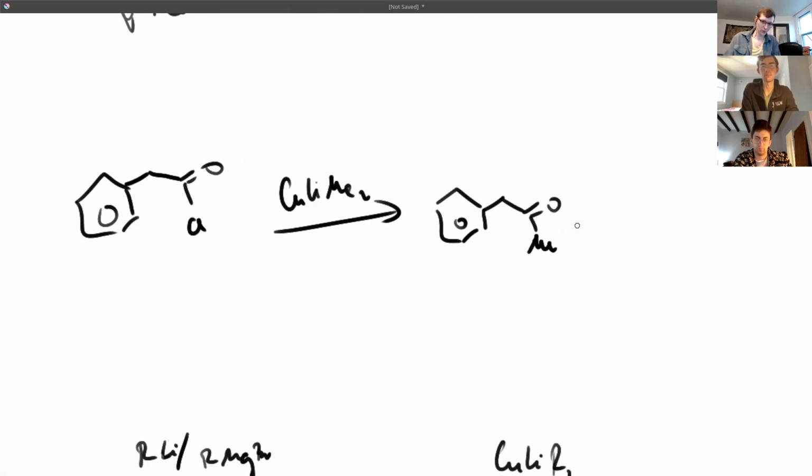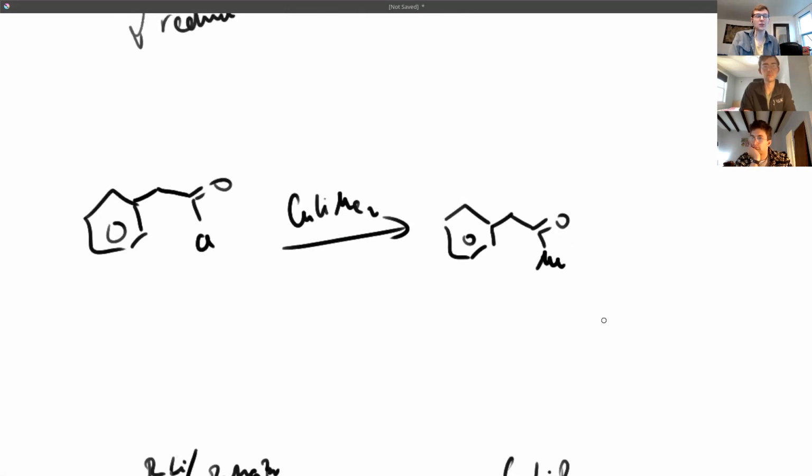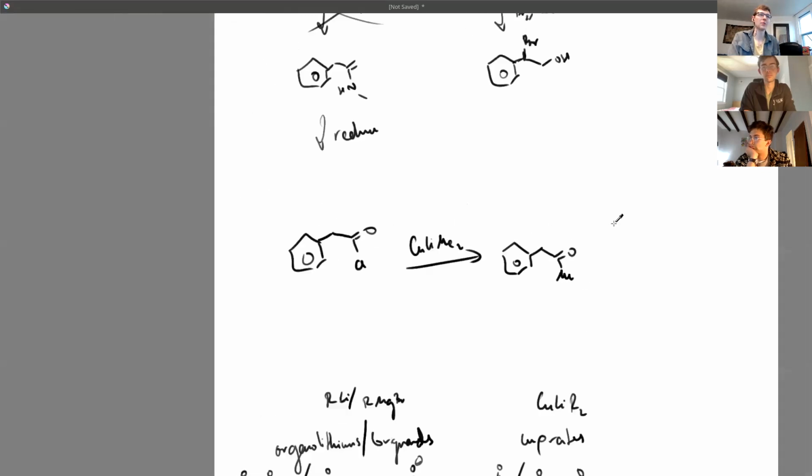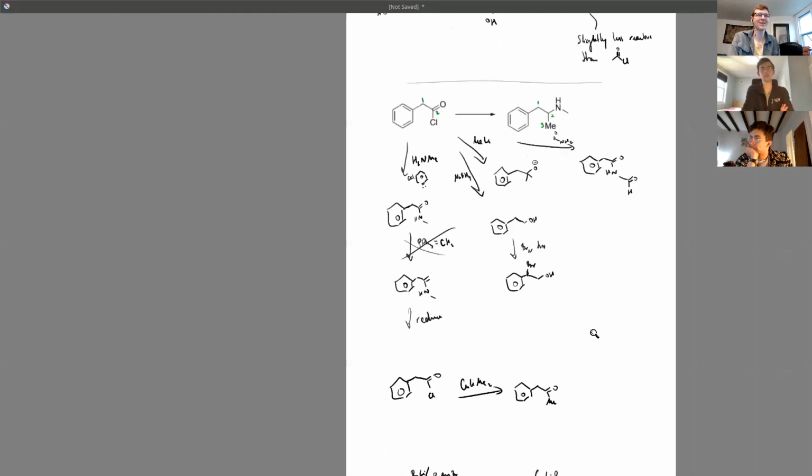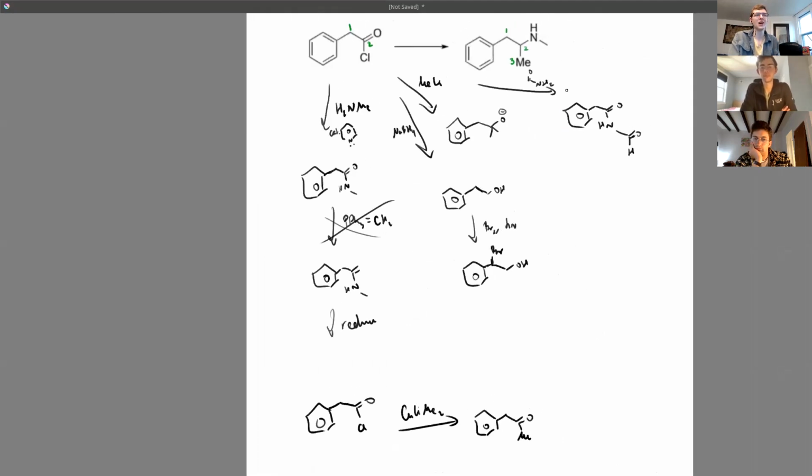So it'll react once to get the ketone, but then it says, well, I'm too weak to react with the ketone, so I'm just stuck here. So this ketone just stays as is at the end. So it'll only react once, which is pretty desirable in this case, because if we go way back up to here, this is the product that we want. And we have this methyl on here, so now we just have to think about how to add an amine.